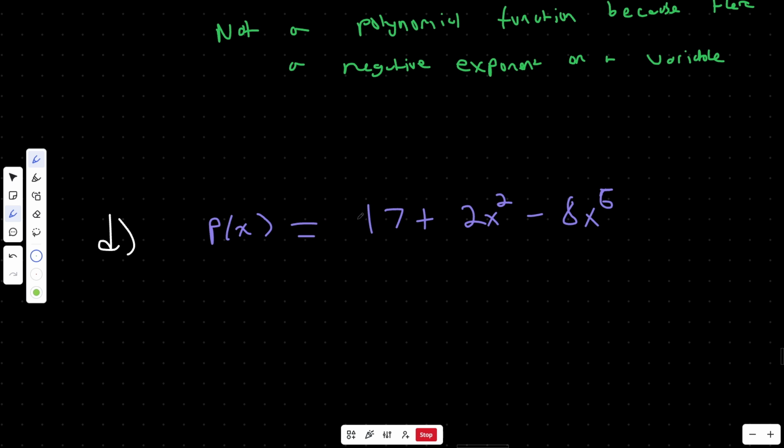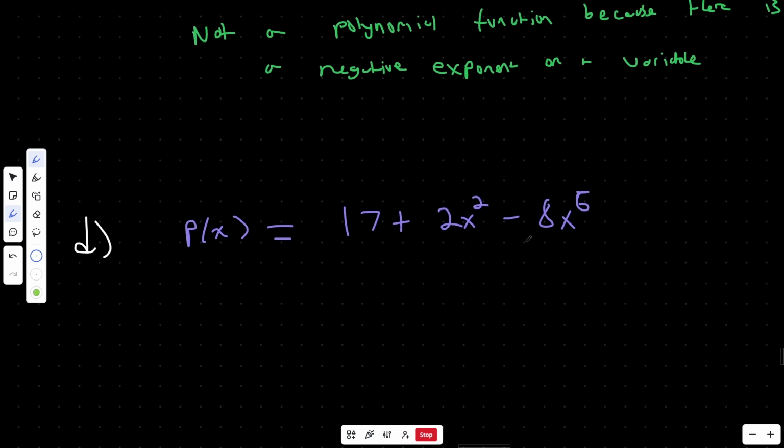So we're given p of x is equal to 17 plus 2x squared minus 8x to the 6. This seems pretty normal. I mean, we have our nice whole number exponents. They're not negative. They're nice whole numbers. We have good coefficients. They're real numbers. And yeah, I'm not seeing anything weird. So we can actually say that this is, in fact, a polynomial function.